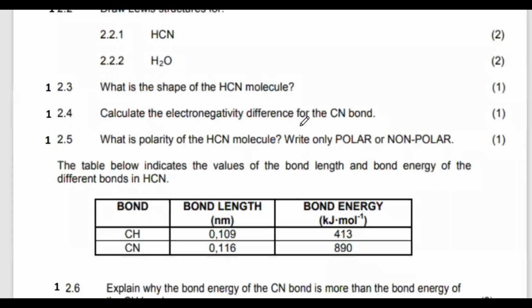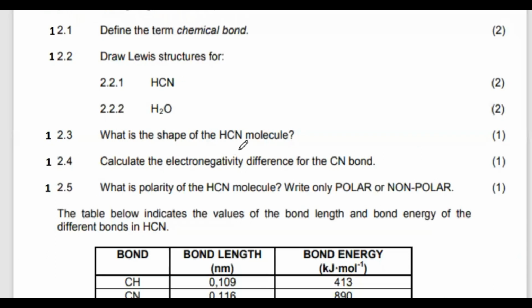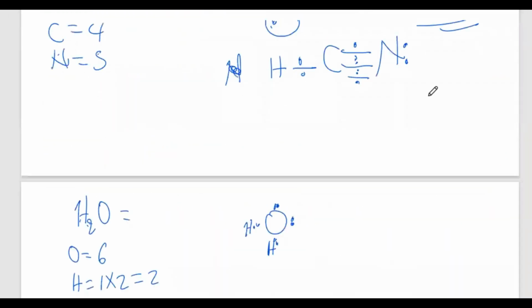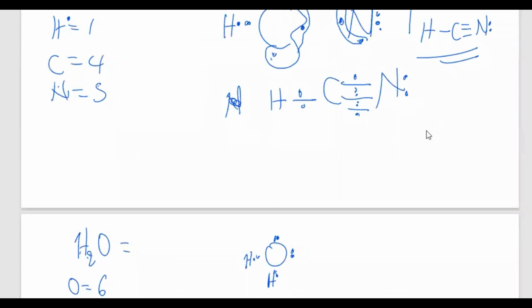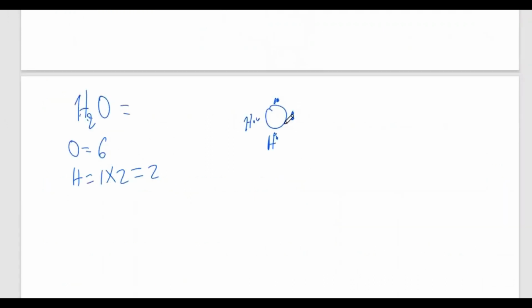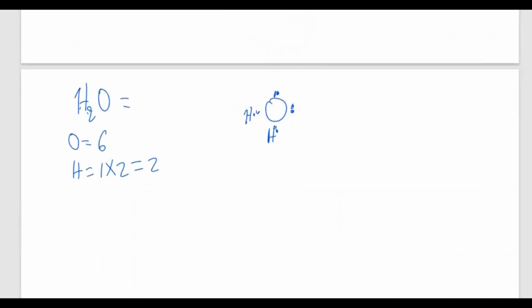What is the shape of hydrogen cyanide? Which shape are you going to form here? The shape you're going to form here, because this one is not going to push anything, is going to be linear, meaning that it's straight. Check here. It's going to be like that. But don't forget that for water, it's going to form a V shape or angular.